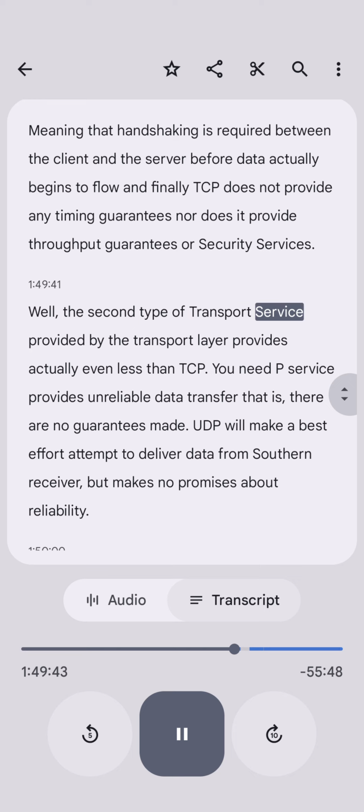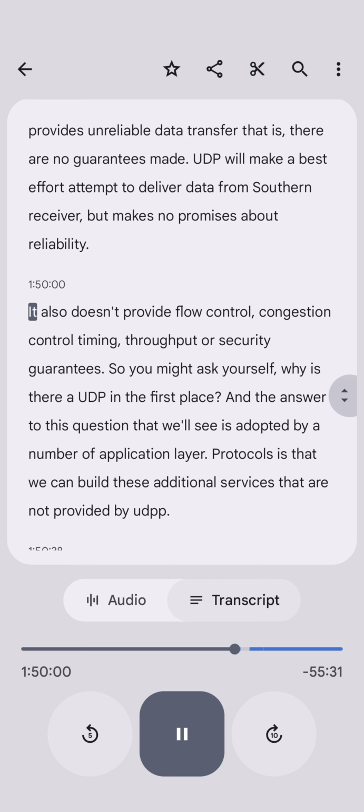Well, the second type of transport service provided by the transport layer provides actually even less than TCP. UDP service provides unreliable data transfer. That is, there are no guarantees made. UDP will make a best effort attempt to deliver data from sender to receiver, but makes no promises about reliability. It also doesn't provide flow control, congestion control, timing, throughput, or security guarantees.